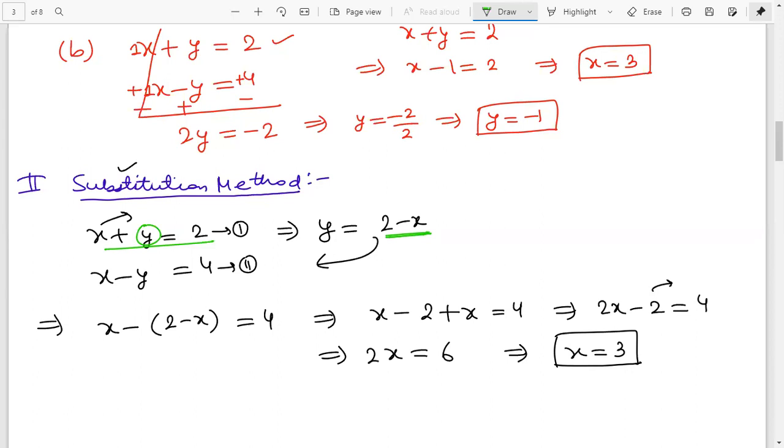So the second equation was x minus y equal to 4. Y is 2 minus x, so x minus (2 minus x) equal to 4. So x minus 2 plus x equal to 4. So 2x minus 2 equal to 4. This 2 will go to the right hand side, so 2 plus 4 is 6. So 2x equal to 6, x equal to 3.